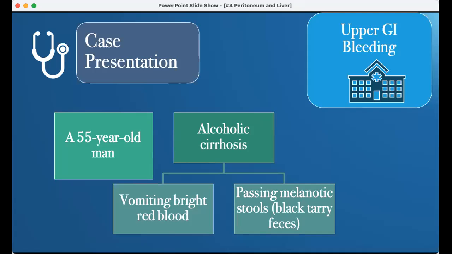All right, another case presentation. This is a 55-year-old man. He's admitted with alcoholic cirrhosis, and he's vomiting bright red blood. He's also bleeding so quickly that he's passing blood through the stools. And this blood that comes through the stools is called melanotic stools, or black tarry stools. It's probably the worst smell ever.